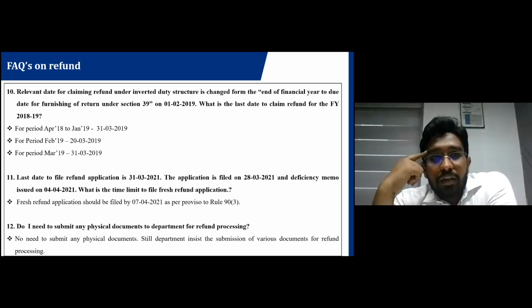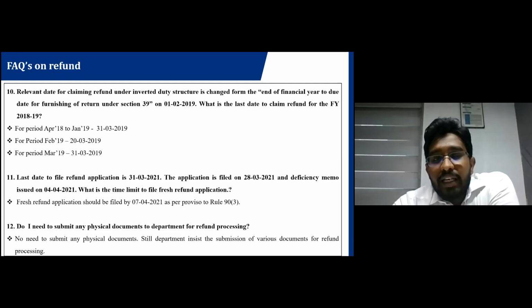Next, the relevant date for claiming refund under inverted duty structure is changed from previously before 1st February 2019. Relevant date to claim refund under inverted duty structure is the end of the financial year. That means if it is 17-18, 31st March 2018 is the relevant date. If it is 18-19, 31st March 2019 is the relevant date previously. But with effect from 1st February 2019, it is amended as the last date to claim is the due date for furnishing of the return under section 39. That means for July 2017, relevant date is 20th August 2017. Like that, it is amended.